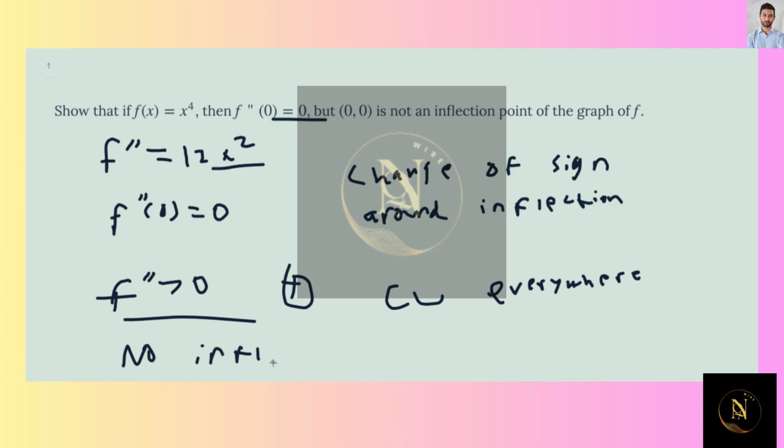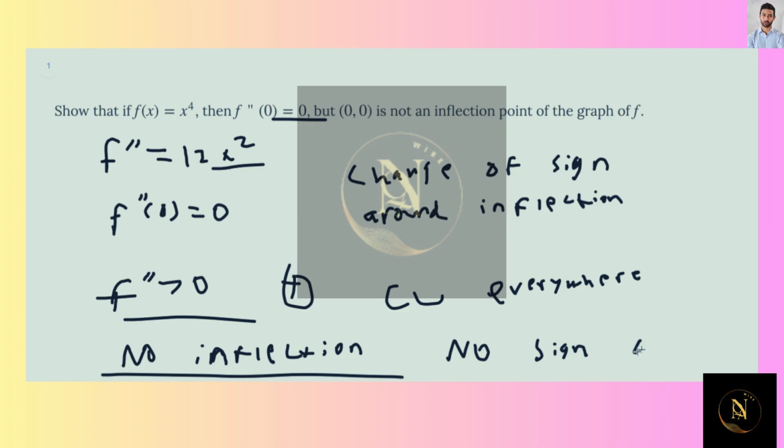And that's why it is important to check the sign and just look at the function sometimes and look for squares and powers of even numbers, because generally those are a bit more tricky. And so there is no inflection point because there is no sign change. That's it.